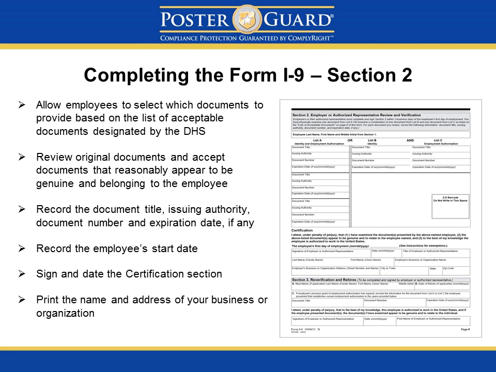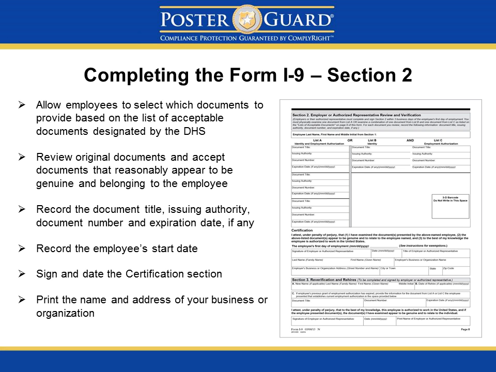Next, you need to record the required information about each document on the I-9 form in Section 2, and that includes the name of the document, the document title, the issuing authority, the document number, and the expiration date, if there is one. You also need to fill in the employee's start date, which of course needs to match up with the date when the employee completed Section 1. So just be very aware of your dates.